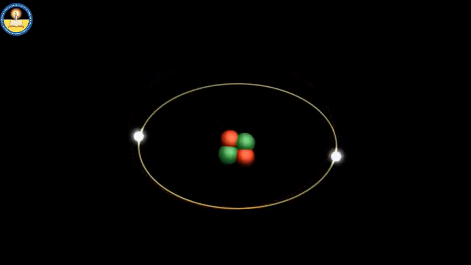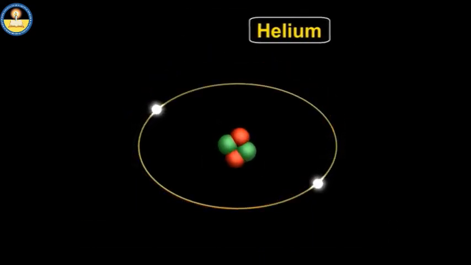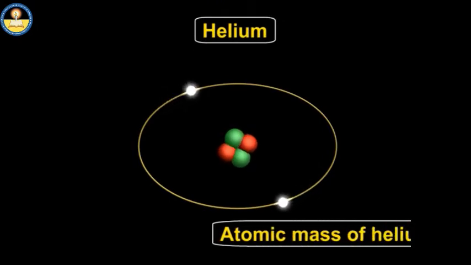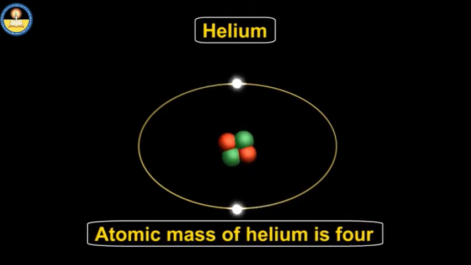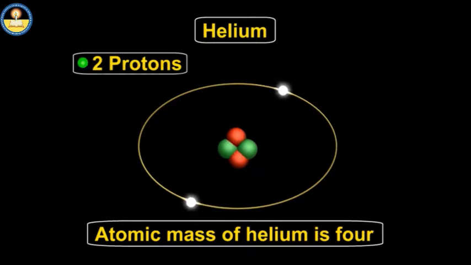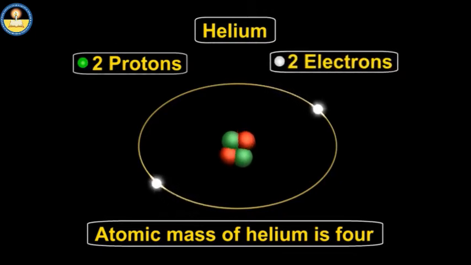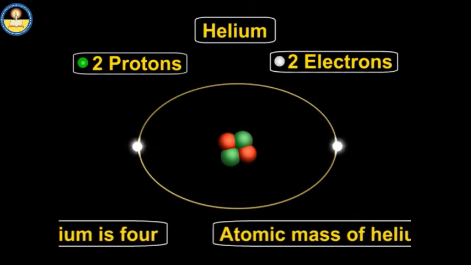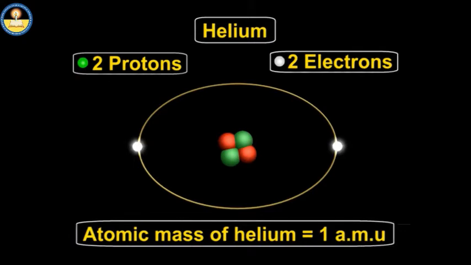Let us take an example. Atomic mass of helium is 4. An atom of helium has 2 protons and 2 electrons. As charge is balanced, an atom of helium as a whole is neutral. Because the mass of 2 electrons is negligible, the mass of helium should be 2 due to the presence of 2 protons, each having a mass equal to 1 atomic mass unit.